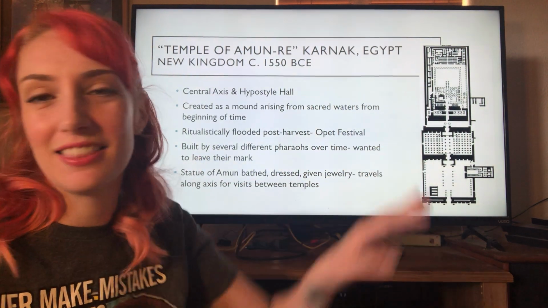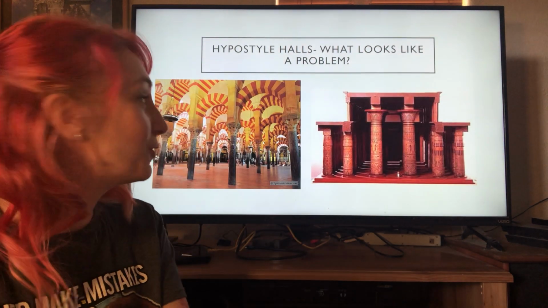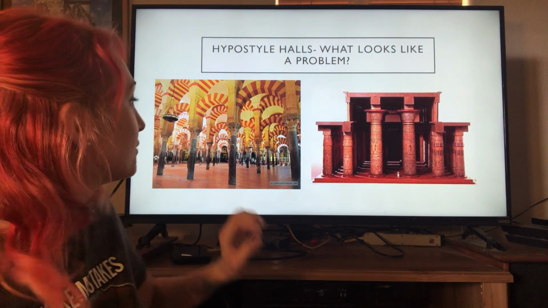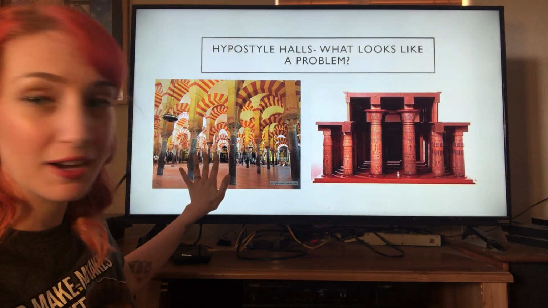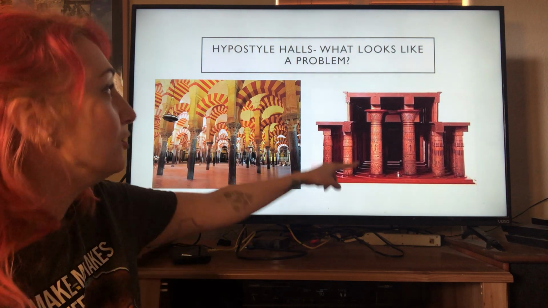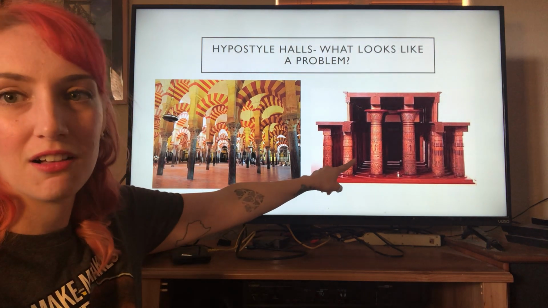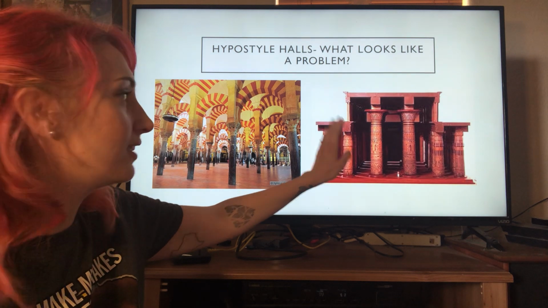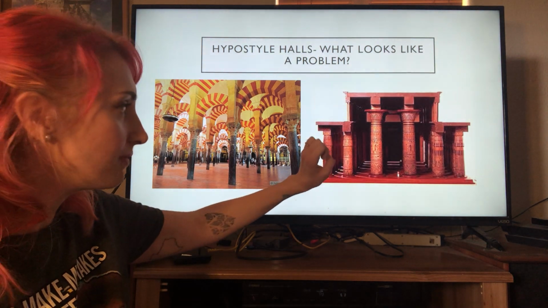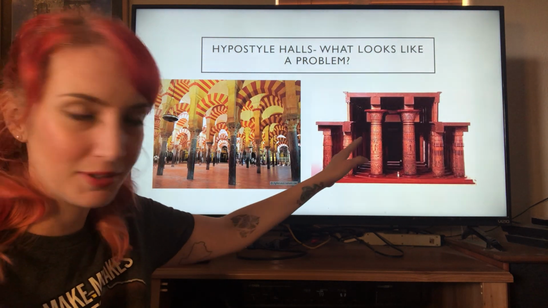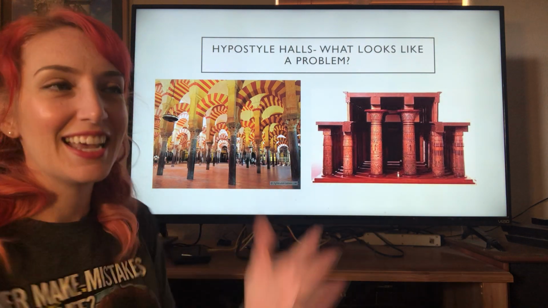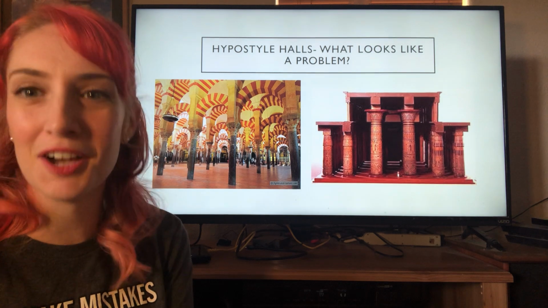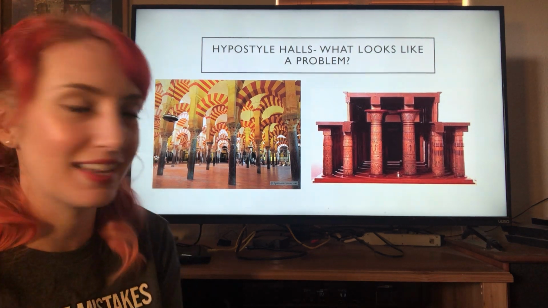So let's talk about that hypostyle hall. We've discussed hypostyle halls before. We talked about it with the Great Mosque of Cordoba in Spain. And then over here is the hypostyle hall from the Temple of Amun-Re, Karnak, Egypt, New Kingdom. So one of the main problems, we got a hall and it's filled with pillars, and our sacred temples love being dark. We love controlling light.